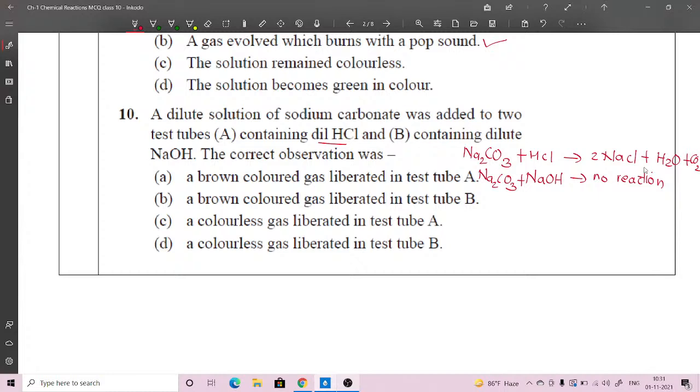Now let us see which observation is correct. A brown color gas liberated in test tube A, brown color gas liberated in test tube B, colorless gas liberated in test tube A, and colorless gas liberated in test tube B. Since the reaction takes place only in A, a colorless gas obtained in test tube A is the correct option. Which is that colorless gas? Carbon dioxide gas is the colorless gas. Okay, let us move on to the next set of questions.